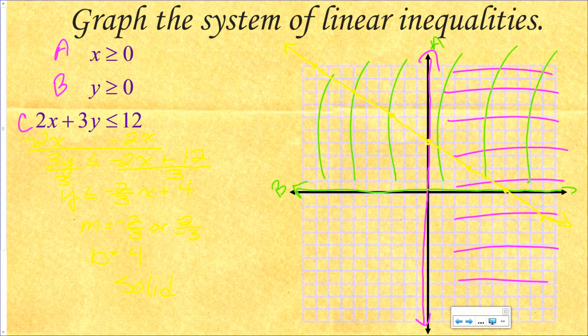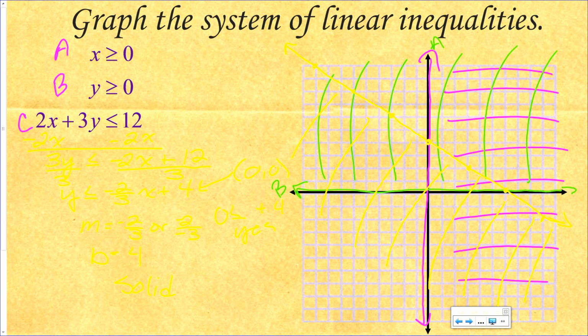Pick a point. Which point can I pick? 0, yeah, because I'm just looking at the yellow line only, so I can pick 0, 0. If I pick 0, 0, I'm going to plug it in here, and I get 0 is less than or equal to 2/3 times 0 plus 4. Is 0 less than 4? Yes. So I'm going to shade in the half that contains 0, 0.